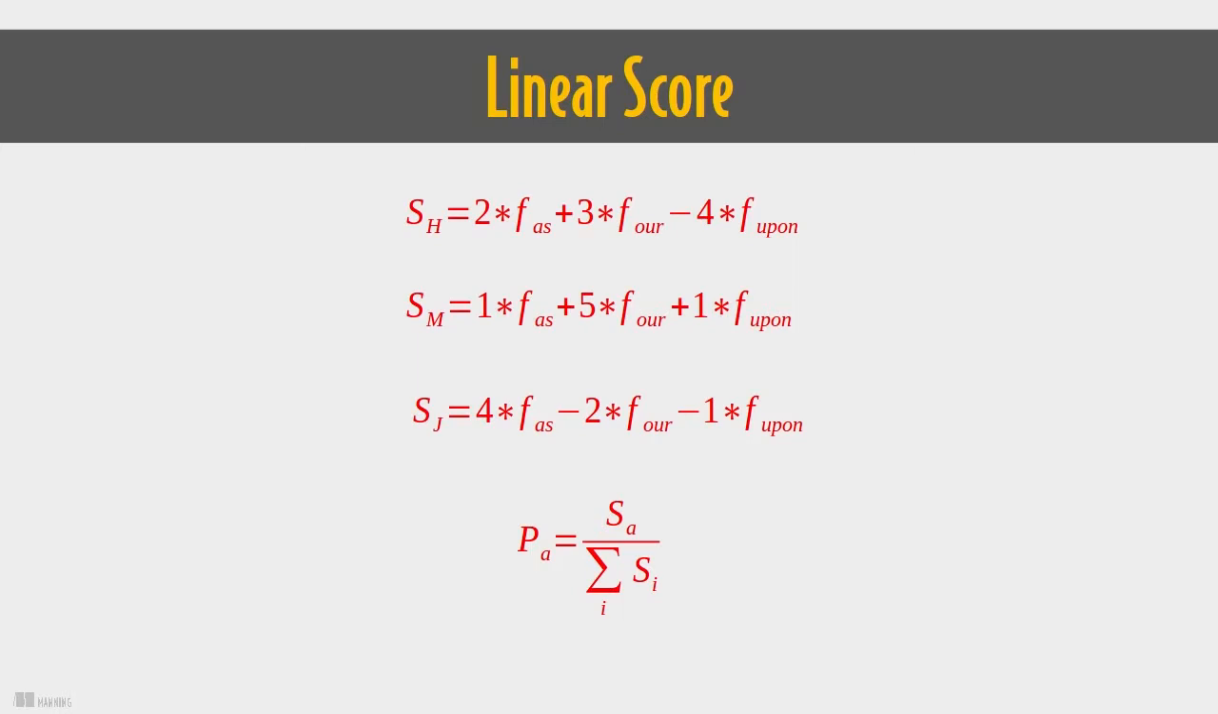Maybe it's reasonable to assign a probability based on the fraction of score for a particular author. So if Hamilton has a score of 10, Madison 5, and Jay 5, then Hamilton should have 50% probability, while Madison and Jay would have 25% each.